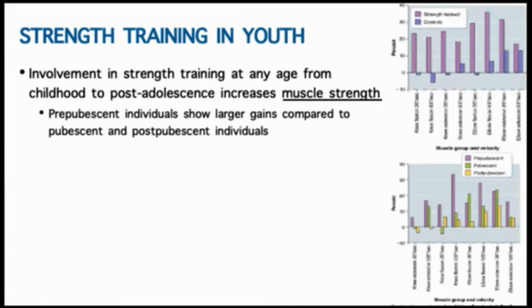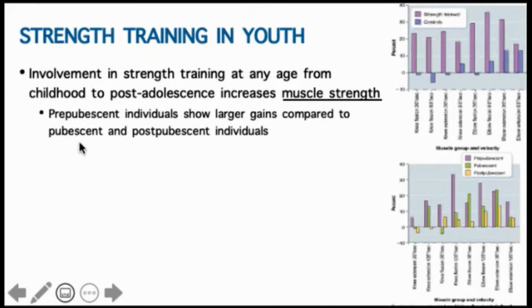Okay, and so the strength-trained individuals you can see are in purple, controls are in a darker purple. I think they are both shades of purple, but whatever. You can see that the percent increase in the strength-trained individuals is much, much larger than the control people who had no strength training. So this points to the fact that involvement in strength training at any age, from childhood to post-adolescence, will help to increase a person's muscle strength.